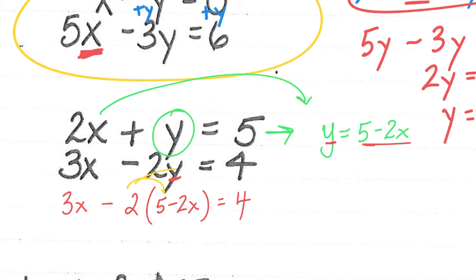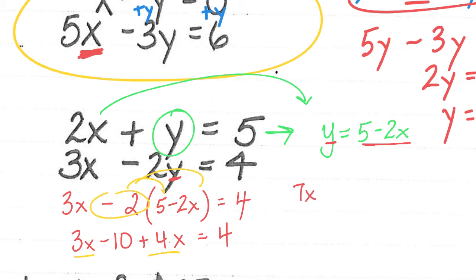All right, so let's solve. Don't forget to distribute the negative. 3x minus 10 plus 4x equals 4. Let's add like terms. 7x minus 10 equals 4. Add the 10 over. 7x equals 14. So x is equal to 2. I'm going to write that one in blue.